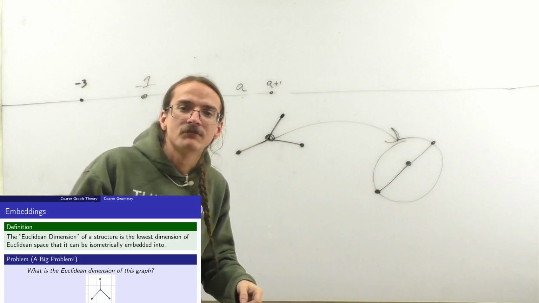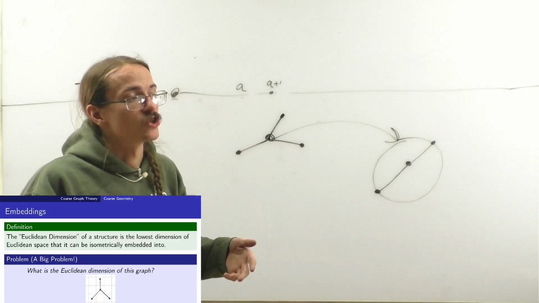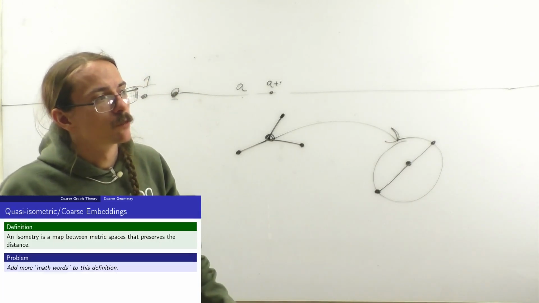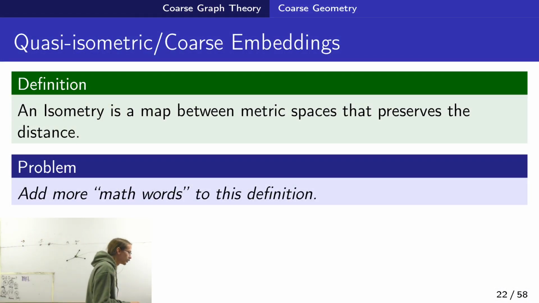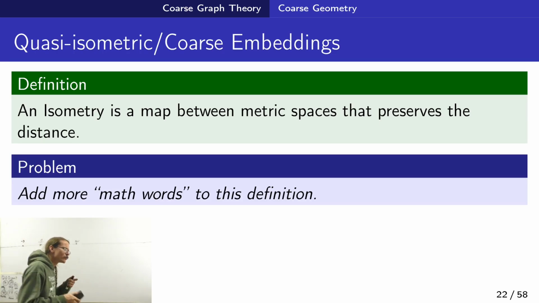Why did we do all this? Just because I really wanted to stress the geometry of what we're doing. Jump me forward. I think what we're talking about now, yes. Now we actually get to coarsening things. An isometry is a map between spaces that keeps distances the same.